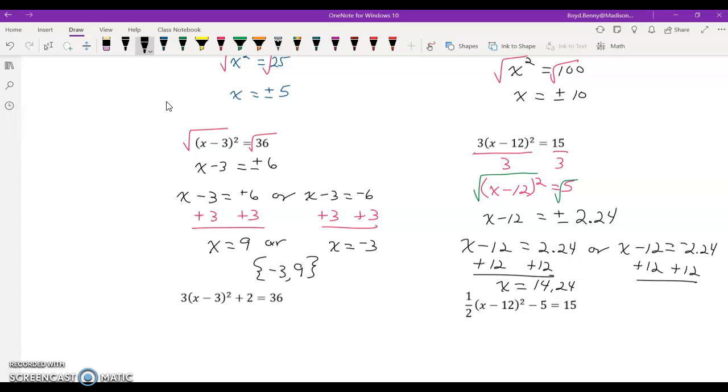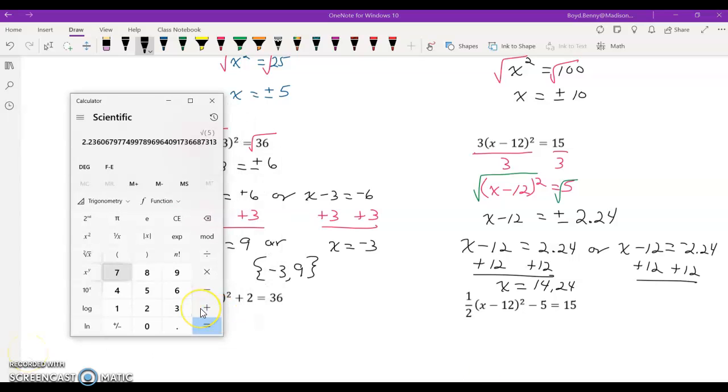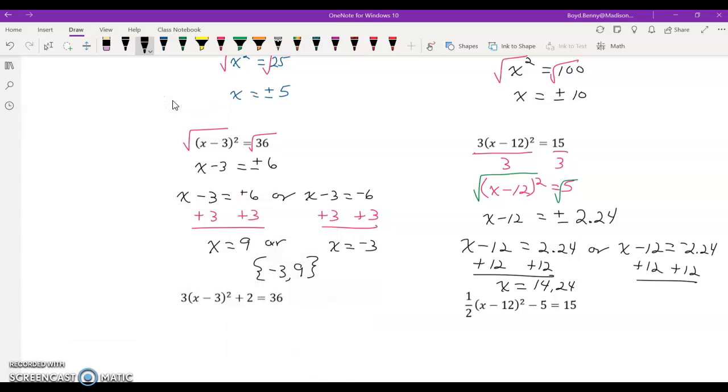Well, let's see, that's going to be 12 minus 2.24. Where's my calculator? 12 minus 2.24 is going to leave me with 9.76. So my two solutions for this equation are 9.76 and 14.24.